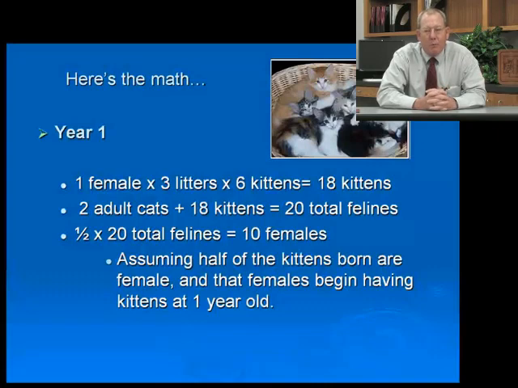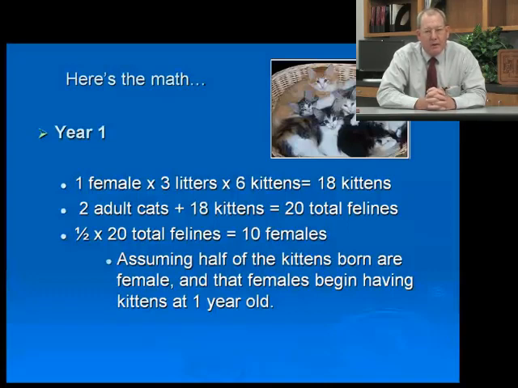Year 1, we have 1 female cat. She can have 3 litters. If we say that each litter could have 6 kittens associated with it, that would be a total of 18 kittens that would be produced in the first year. Now, it takes 2 cats to make a pregnancy. So we have a male and a female. So we have 2 adult cats and 18 kittens. That would give us a total number of felines of 20.